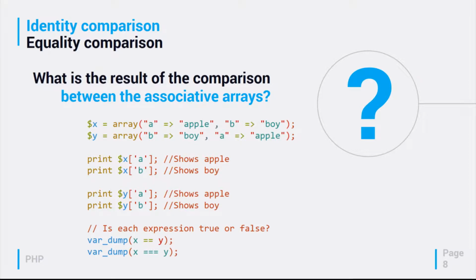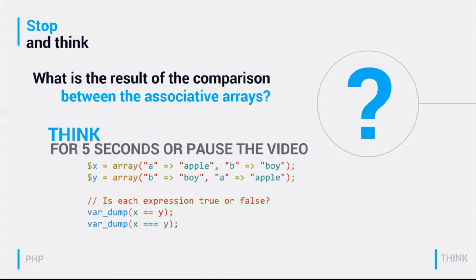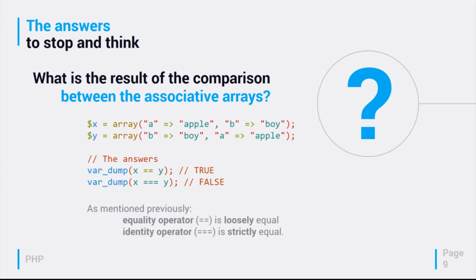Given our definitions for the equality and identity operators, how does each expression evaluate? True or false? Stop and think. I'll give you 5 seconds, or you can pause the video if you want. Remember, the identity comparison is strictly equal, and the equality comparison is loosely equal. For this reason, the equality operator returns true, but the identity operator returns false because of the ordering of the associative array. This is an example of where the equality operator is actually useful in PHP.